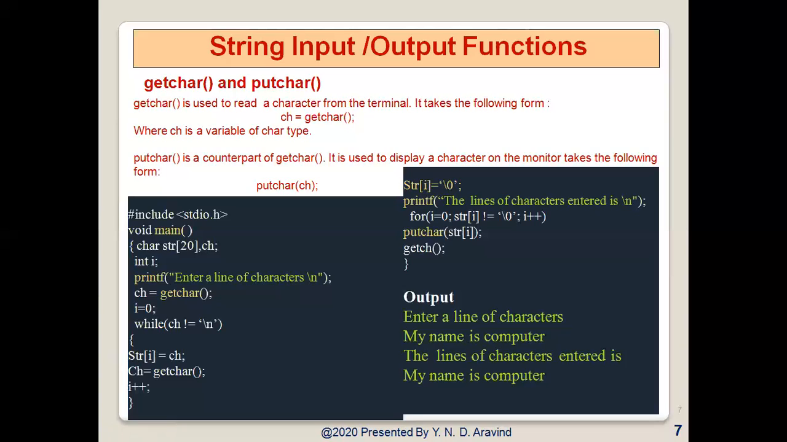Once I enter the new line key, it will come out of this loop, and here it comes to the printf: the line of characters entered is. So I am displaying all the letters until it is \0. My last string character is \0. That's the reason until \0 is encountered, it will display the values. So here it will display: my name is computer.